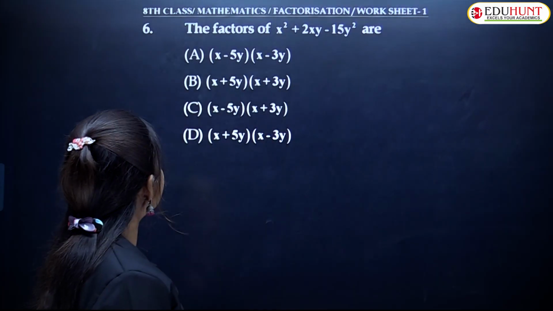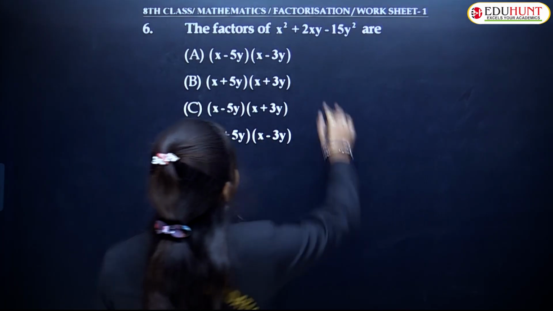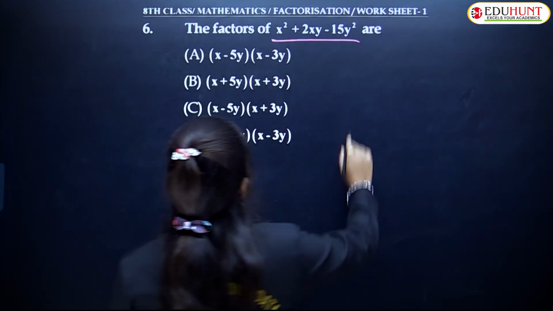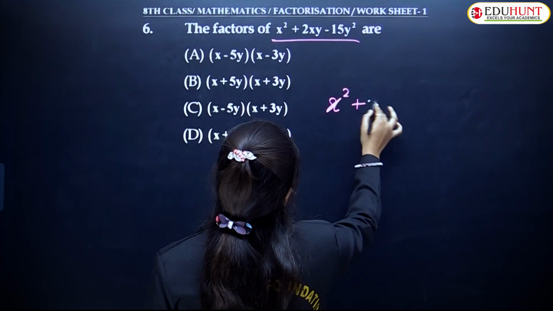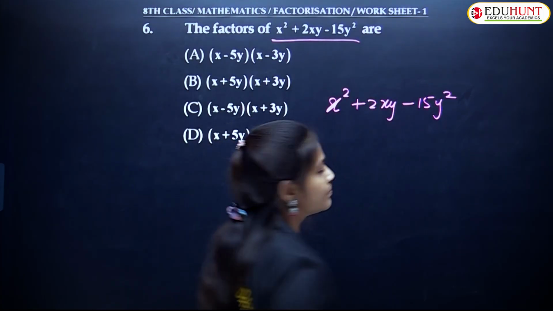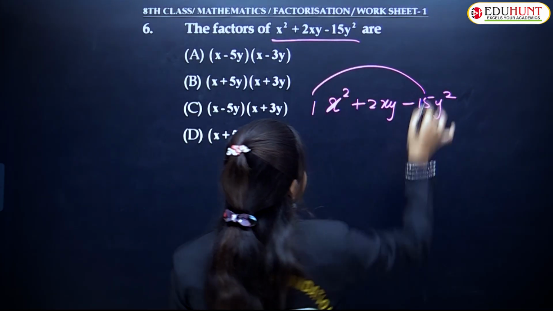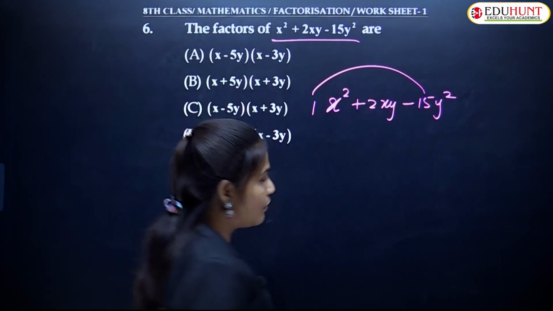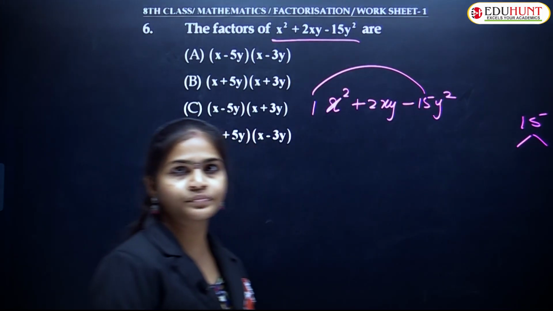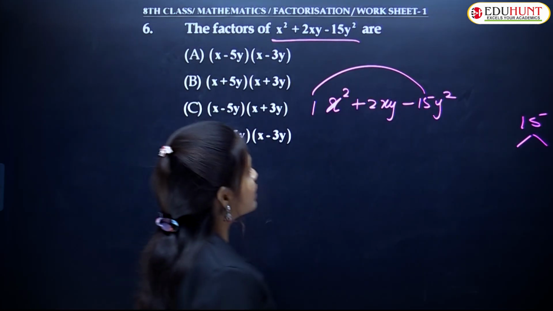Next, see here. Sixth question. What is that? The factors of x square plus 2xy minus 15y square. Just like the previous one. Here nothing is written before x square, so it means 1 into 15, which is equal to 15. We need to write the factors of 15. So what are the factors of 15 here?